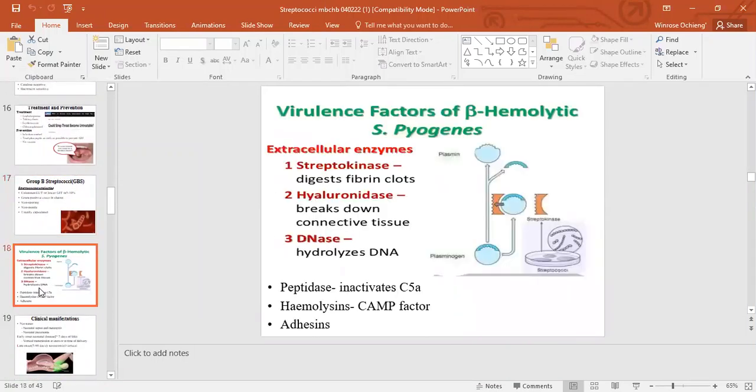So why are we interested in that? So this is still the pyogenes, the virulence factors. And I know by now you know the enzymes, the toxins, all these virulence factors.